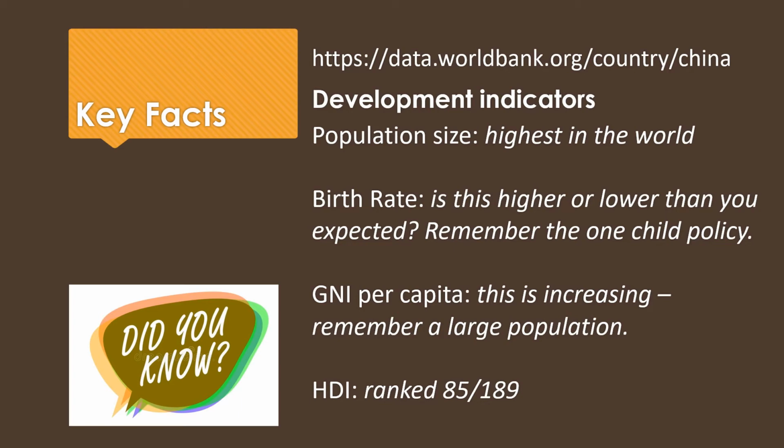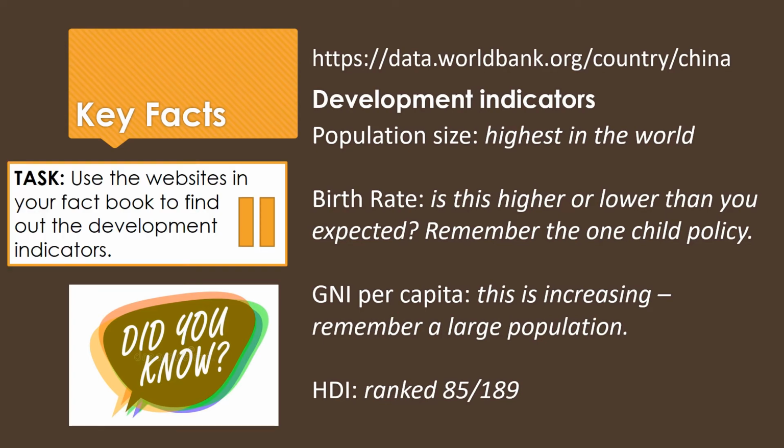The GNI per capita, well, this is increasing, but also you need to bear in mind that this is the amount of money that a country has that's then divided by the population, and China has a really large population, so this might look different to what you might expect. And then HDI, so how developed is a country? Well, it's ranked 85th out of 189 countries, so definitely in the top half, but still not quite as high up as you might find the likes of Canada and Japan and the UK. So you can use my website at the top that I've given you, or other websites that you might have used previously to fill in those different key facts.